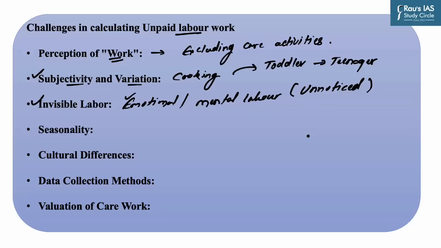Another issue is seasonality. Now, care work can vary seasonally. Consider holiday preparation. The workload for cooking, decorating, and gift giving increases significantly during certain times of the year, like we can take the example of Deepavali or New Year. These fluctuations make it challenging to capture a consistent level of care work throughout the year. Another issue is cultural differences.